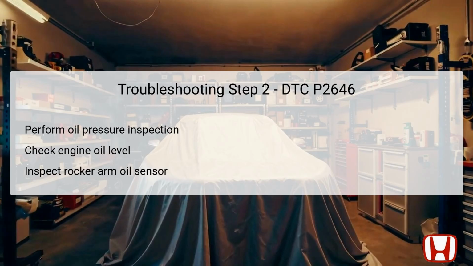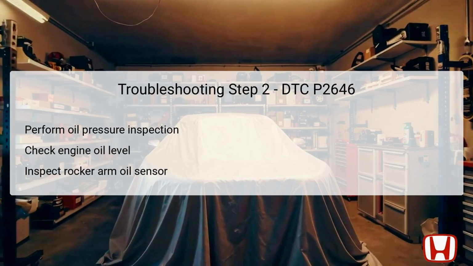Before beginning this check, confirm that the engine oil is at the specified level as a starting point. Then, switch the vehicle to the off mode and disconnect the rocker arm oil pressure sensor 3P connector. Following this, carefully remove the rocker arm oil pressure sensor from the control valve and set up the necessary equipment, including the oil pressure hose and the adapter to measure the oil pressure accurately.